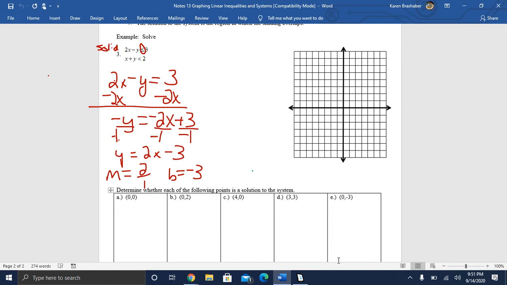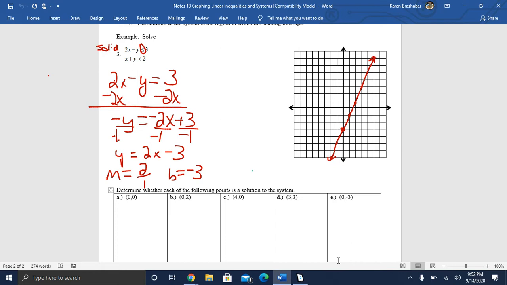So if we move to the graph, starting at negative 3 on the y-axis at the ordered pair 0, negative 3, and your slope of 2, up 2, right 1. Because we're going to be drawing two lines, you definitely want to have an accurately drawn line. So put enough points on that you can see what you're doing. And this is a solid line. So we'll draw that line.